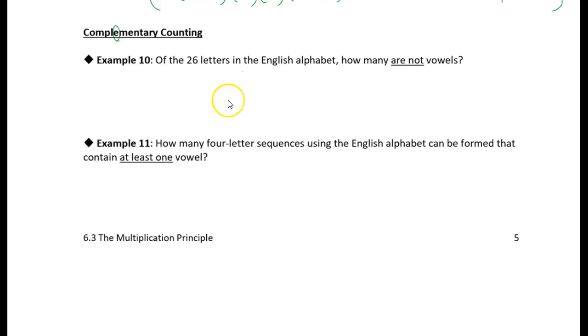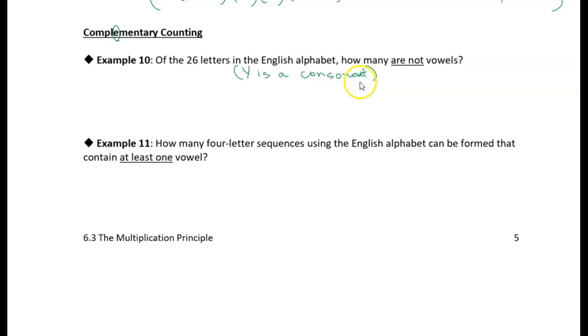So, you can think about that. Probably don't have to think too long. And probably the way you're going to think about it is, well, let's see. We have A, E, I, O, U. And we're going to assume Y is a consonant. All right, so if we assume Y is a consonant, then we have 5 vowels, right?